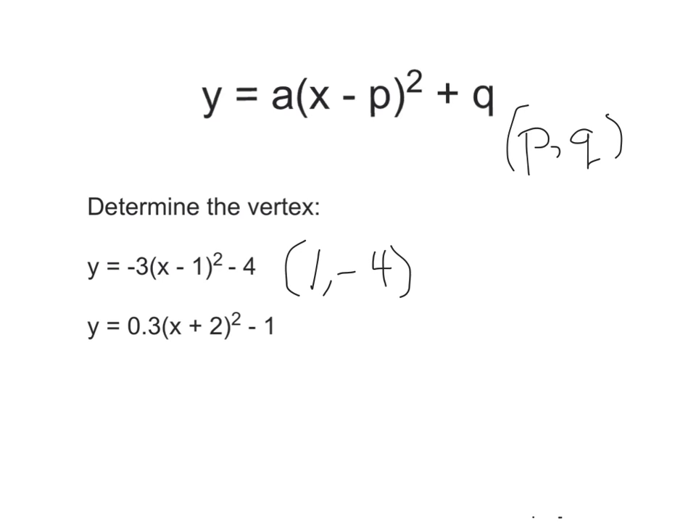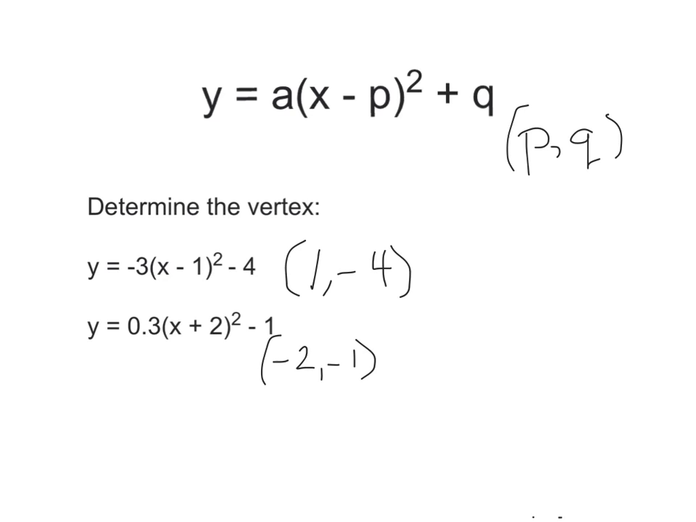And for this one, y equals 0.3(x plus 2) squared minus 1. Negative 2, negative 1. So you'll notice, because it's x minus p, we're switching the sign of p, right? You're looking at what number is being subtracted. Positive 1 is being subtracted here, negative 2 is being subtracted here. You can just think of it, to simplify it, as you have to switch that sign. And switch that sign, but this one stays the same, the q value.